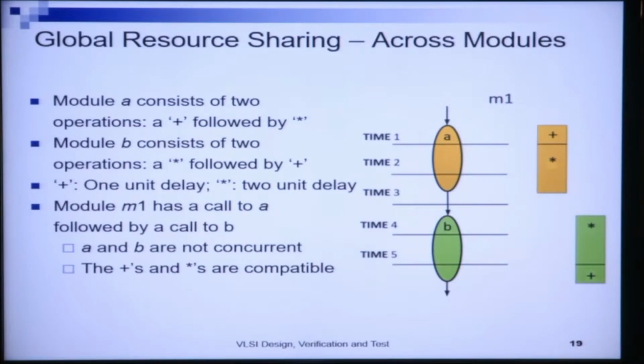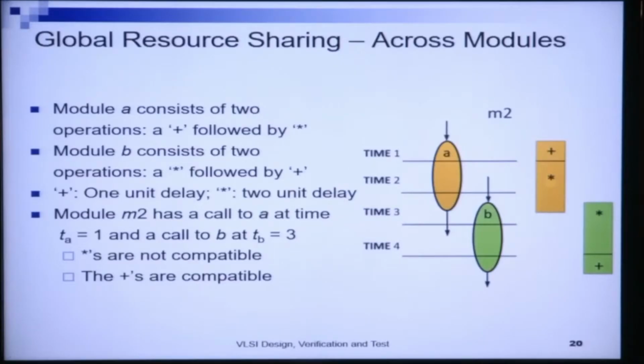Now, let us consider a module M1 here, which calls module A followed by module B. So, it first calls module A and then calls module B. We see that this is very simple, A and B are not concurrent, and hence all operations are also not concurrent, and we can apply the simple interval graph method to solve it, and the left edge algorithm will give me the maximum resource sharing for module 1.